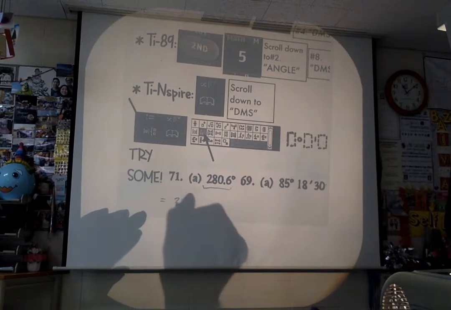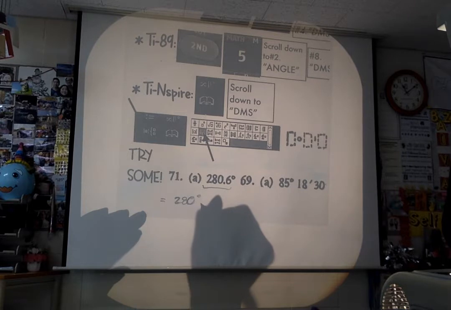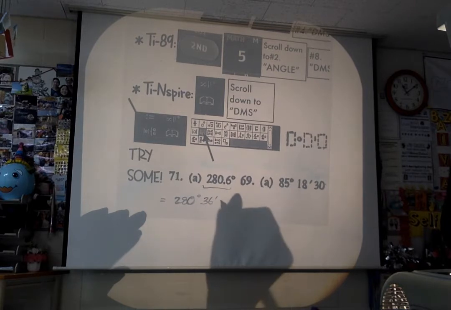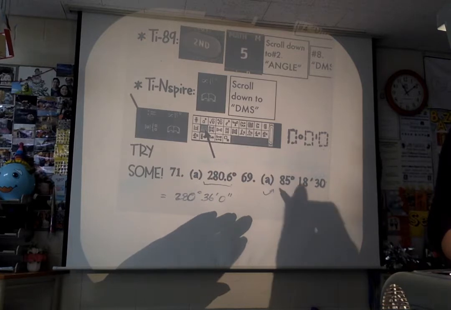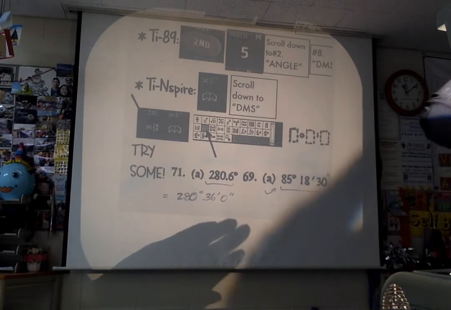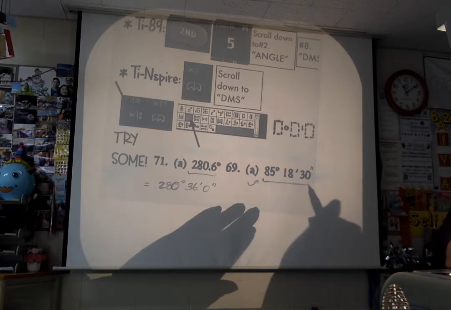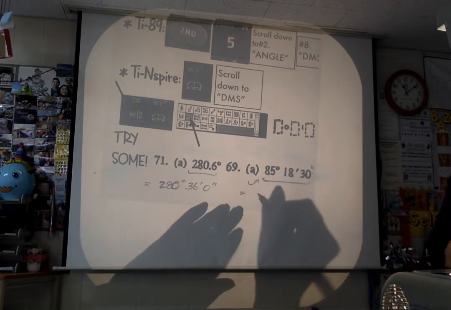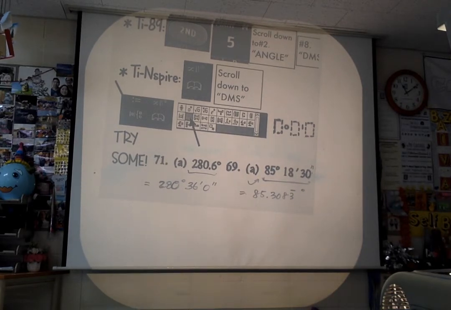Try this guy right here, 280.6 degrees. See what you get. So this is the decimal degree, so you want it in DMS, okay? So you should get 280 degrees, 36 minutes and 0 seconds. Number 69 here, this is DMS, so you need it in decimal degrees. Just insert it the way you see it in your TI Inspire too. So this one you should get 85.3083 degrees, okay? Check that on your calculator.